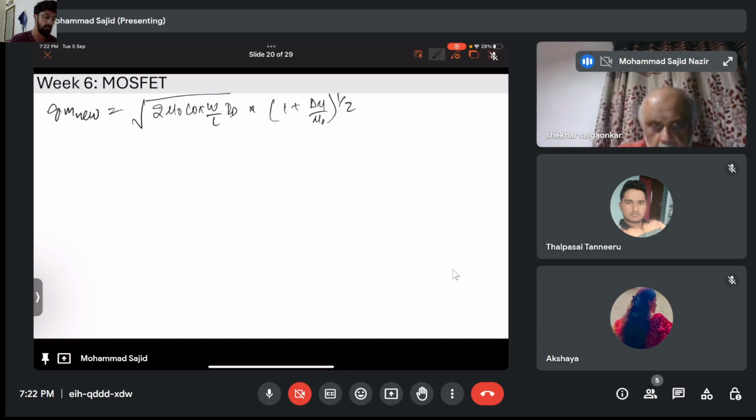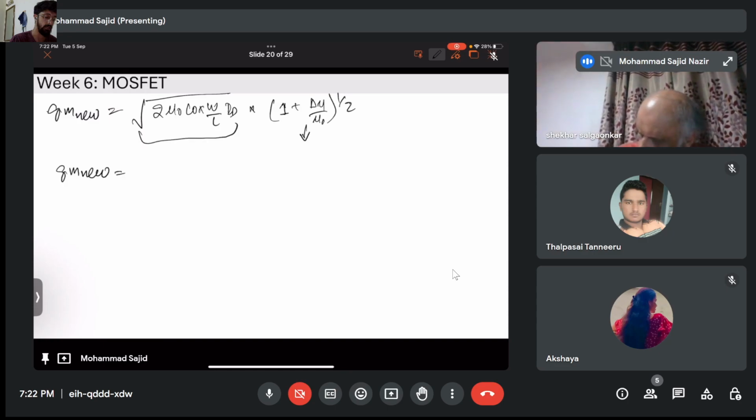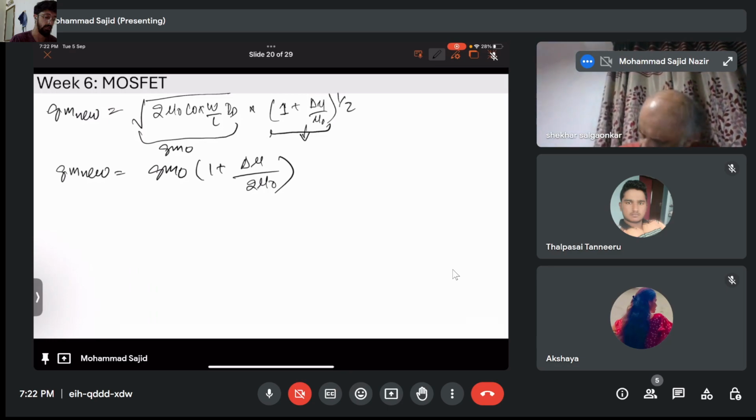Okay, so if we assume delta mu by mu naught is not that large, we can use a binomial form and directly write gm new as gm naught, right? This is gm naught, times 1 plus delta mu by 2 mu naught, using the binomial expansion. So gm new minus gm naught is equivalent to gm naught times delta mu by 2 mu naught. Dividing both sides by gm naught.